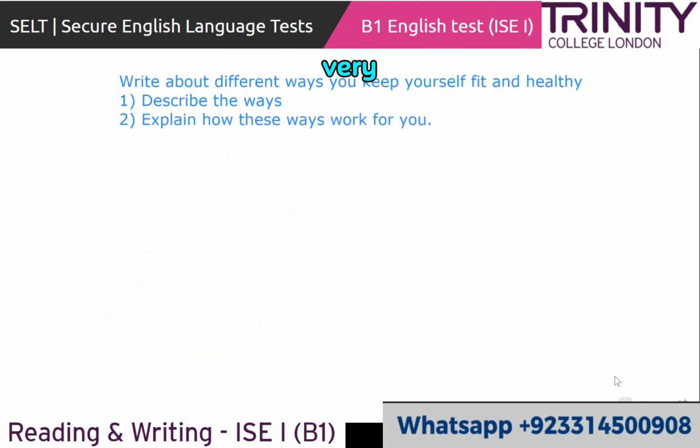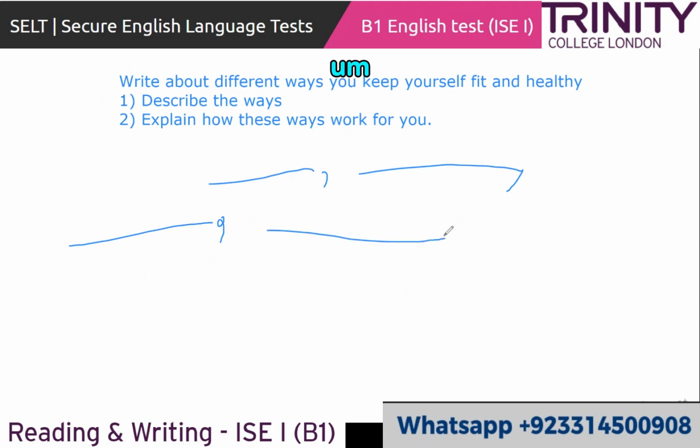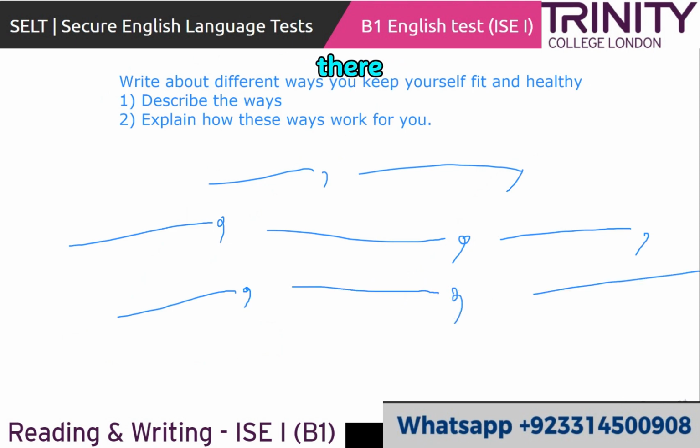Now, this topic is very simple. What different ways do you keep yourself fit and healthy? First, you say, I want to describe different ways I keep myself fit and healthy by drinking more water, running, okay, eating less junk food, going for a jog, maybe, also not eating food late at night, having lots of fruits and vegetables, avoiding oily and fried food. I don't know, there are many ways you can think of them. Not drinking sodas or fizzy drinks, not having a lot of sugary food.